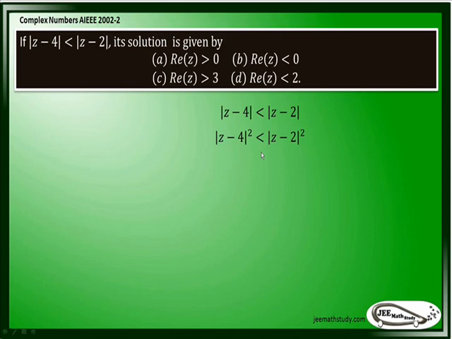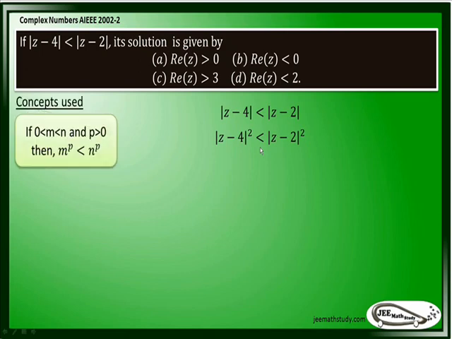Now, to find out whether this sign will change or not, we will use following concept. According to this concept, if there are two positive real numbers m and n, and another real number p which is also positive, then after raising m and n to the power p will not change its inequality. We will check these conditions with our inequality.